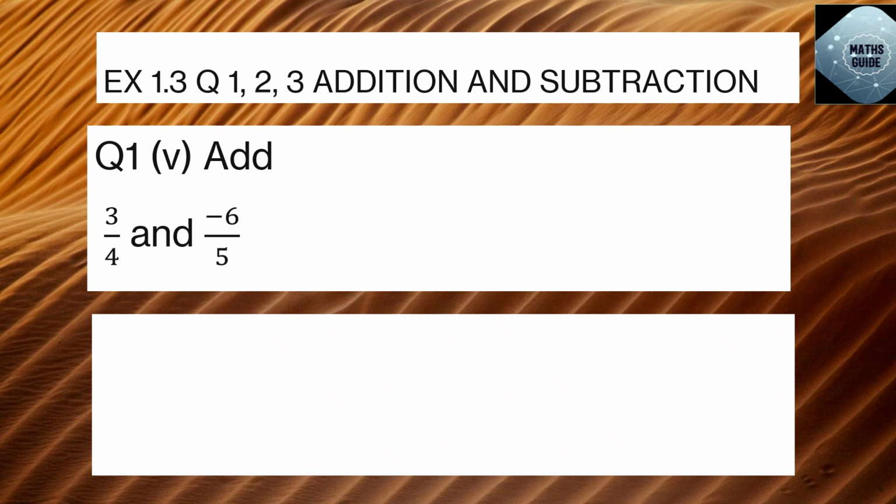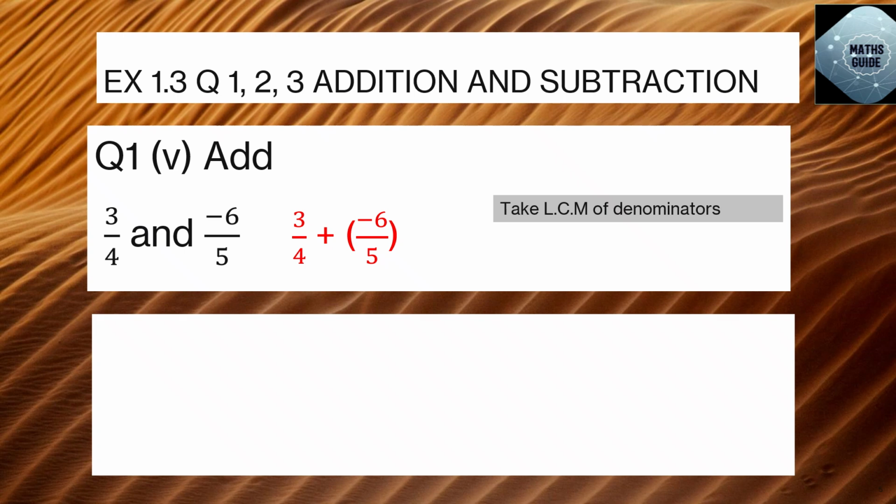Add 3/4 and minus 6/5. We have to add them. First of all, we will put the arithmetic operator of addition in between these two fractions. Now we have two signs in between, and we will resolve them into a single sign by using the rules of integers. As you all know, both are unlike fractions, it means the denominators are different. So we have to make common denominators, and to make common denominators, we have to take the LCM of the denominators. The denominators are 4 and 5, and their LCM is 20.